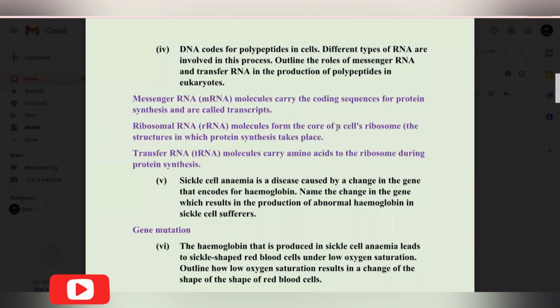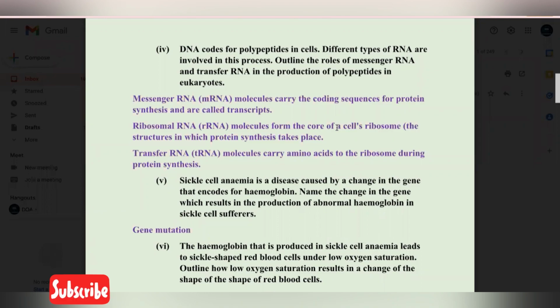There are 3 types of RNA. There's messenger RNA, ribosomal RNA, and transfer RNA. So here the question says, DNA codes for polypeptides in cells. But here's the problem. DNA cannot come out of the nucleus. It's too large. So what happens is that the codes for making polypeptides, they're going to be transcribed in a transcript during what is called transcription, right? That transcript can exit the nucleus to the site of translation.